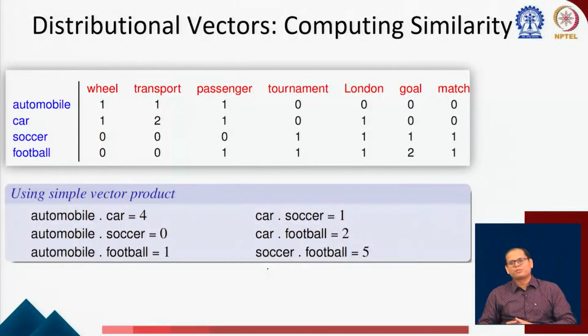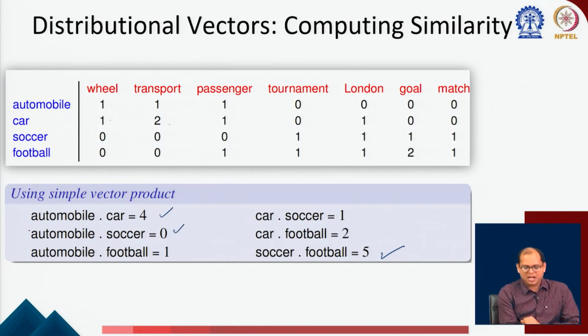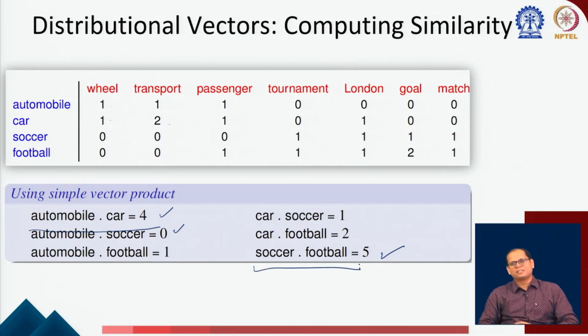I can also compute their similarity as a quantity by taking the dot product of these vectors. So I can take dot product, I will say 1 times 1 plus 1 times 2 plus 1 times 1. So automobile dot car is 4, soccer dot football is 1 plus 1 plus 2 plus 1, 5, automobile dot soccer is 0. So clearly you see automobile dot car has a very high similarity, soccer dot football has a very high similarity. So this again captures the notion of similarity.